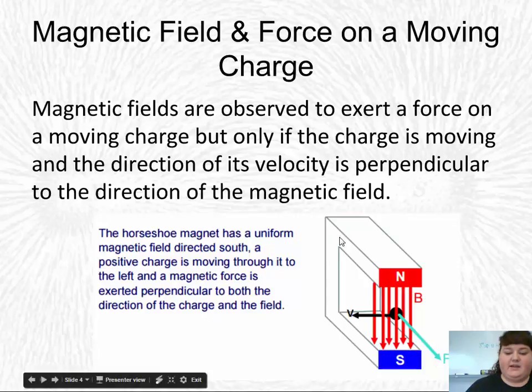So if we have our magnet here, and we have a charge that's moving through it, we see our velocity is going to the left, and our field is going up and down. So they create a 90-degree angle here between the field lines in red and the velocity in black. So the charge has to be moving perpendicular to the direction of the field.